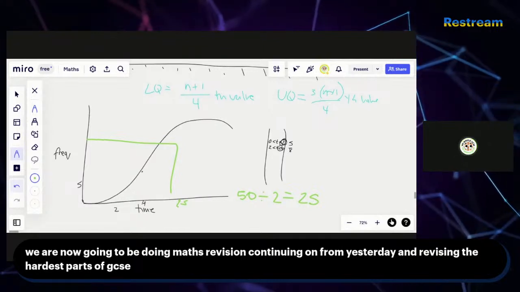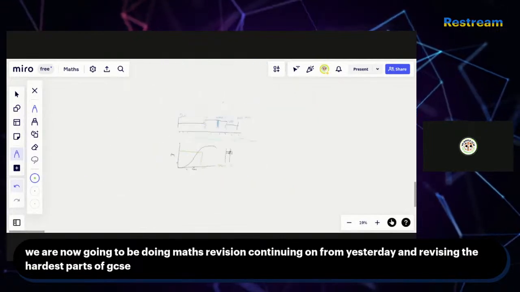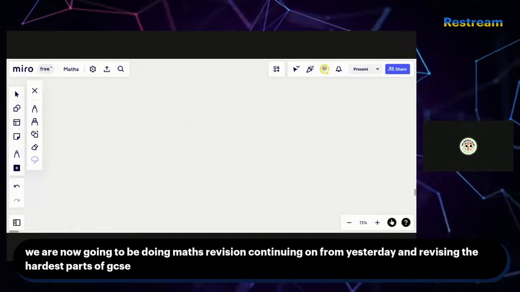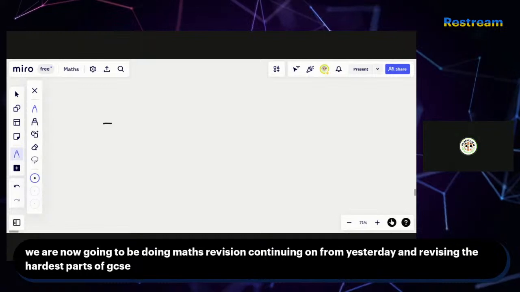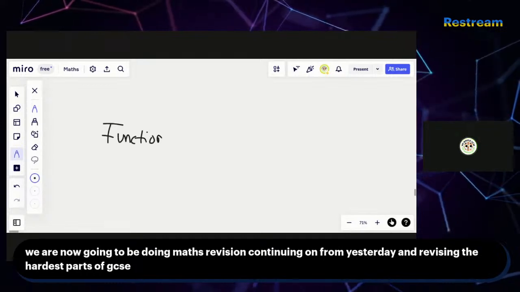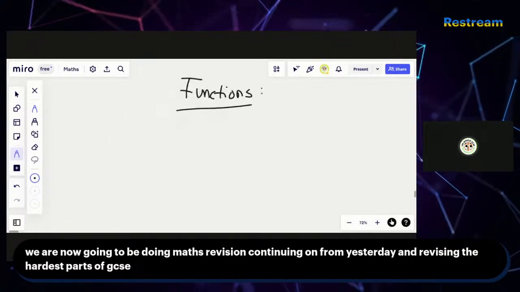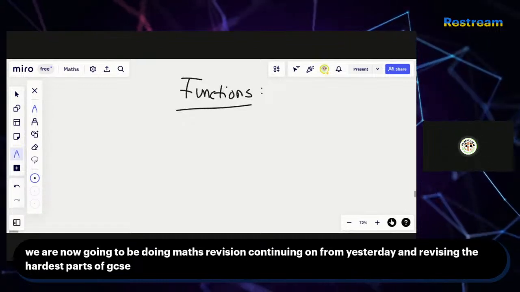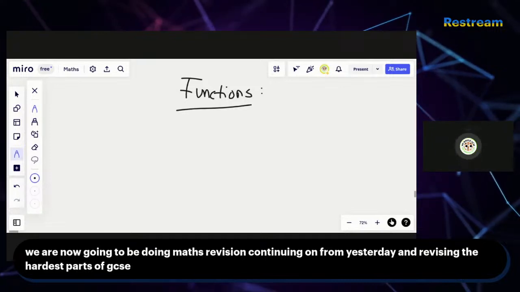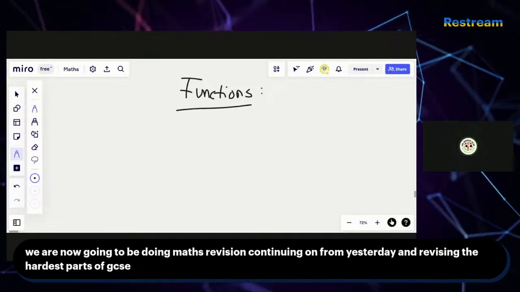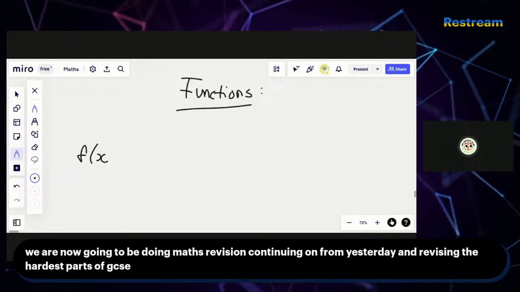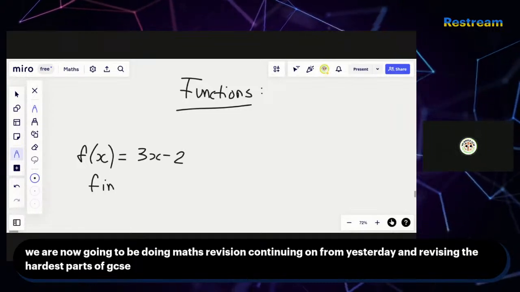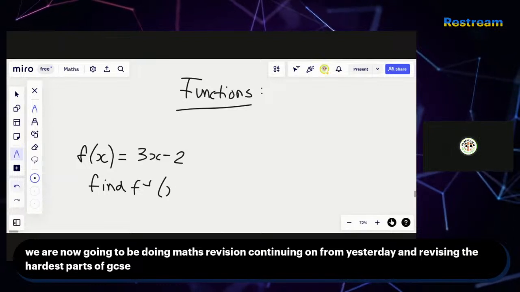Let's look at functions. So functions can often be quite confusing, but don't let it confuse you too much. What we'll do is go through some different practice questions to see what you would do. So the first one would be, for example, f of x is equal to 3x minus 2, let's say. Find f inverse x.